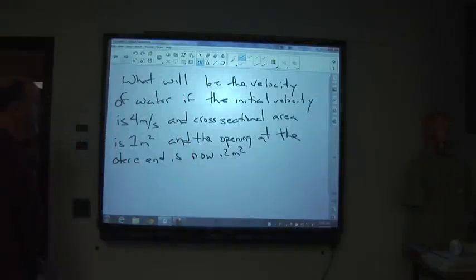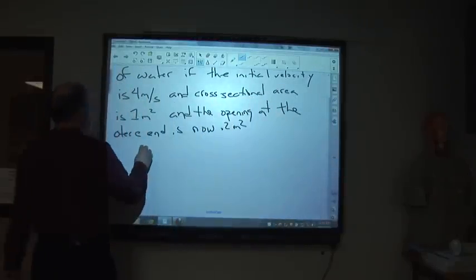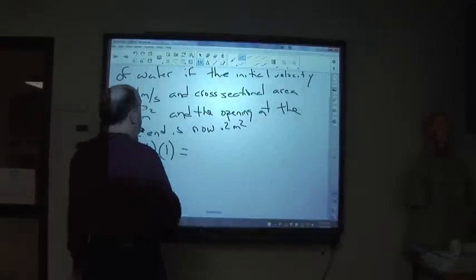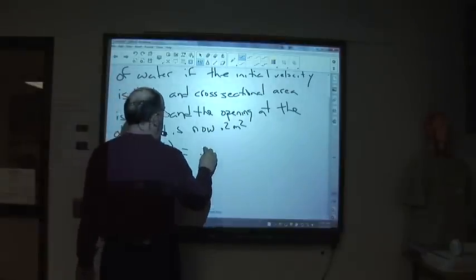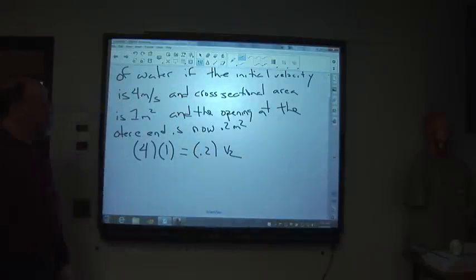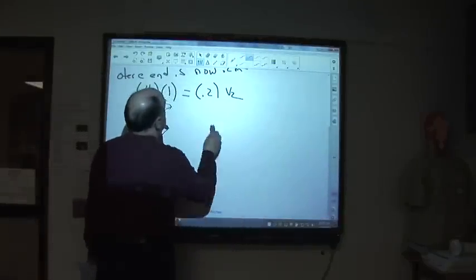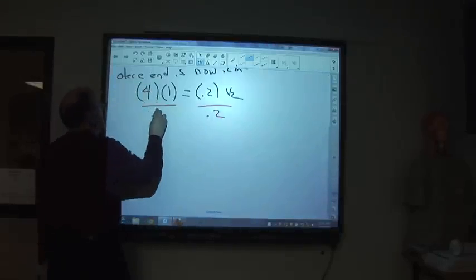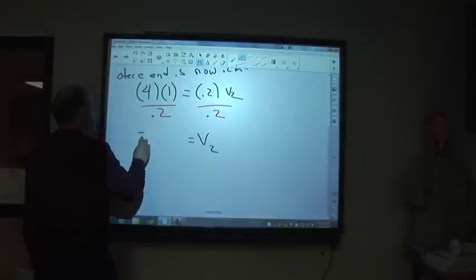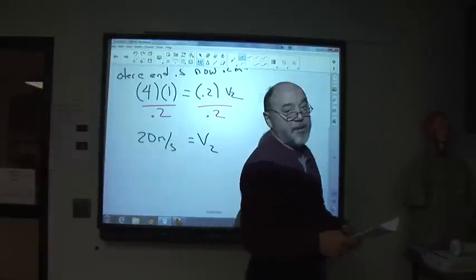Okay. So we got A1 V1 equals A2 V2, and so we get 4 meters per second times 1 is going to be equal to 0.2 times V2. So this is simple enough. All we have to do here to solve this is we just need to divide both sides by 0.2. So we divide this by 0.2, we divide that by 0.2, and so we end up that my new velocity here, when it comes out, will be going out at a rate of 20 meters per second.